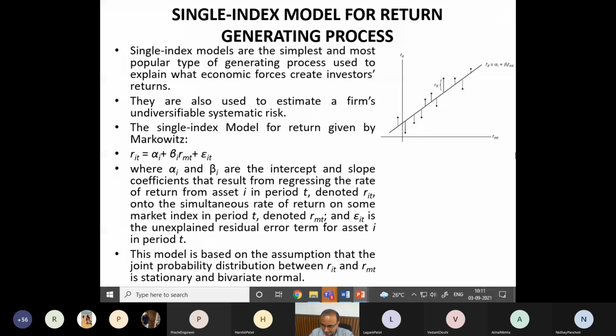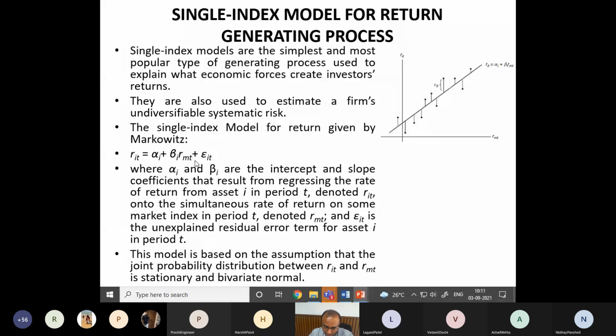Any security which is part of the market will not move exactly in proportion to the market return, but there is some residual error, and we assume some statistical characteristics of this epsilon IT. If these assumptions are true, this model will work for most securities. If you know the market return and model the individual security, you can find alpha and beta, and then later predict how my security will move if the market moves in a certain way.